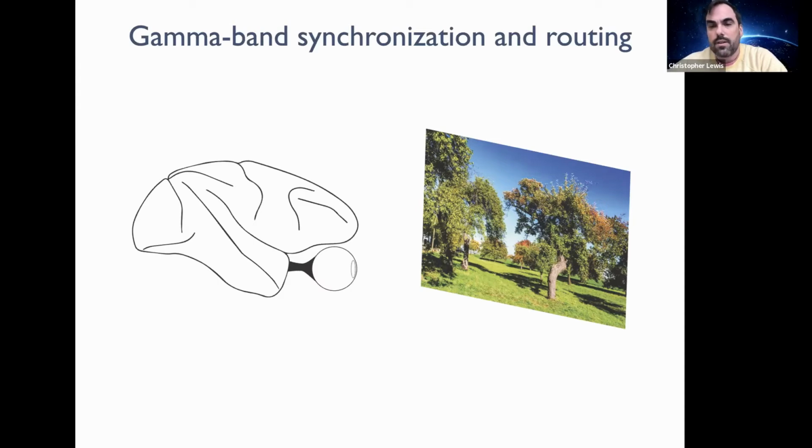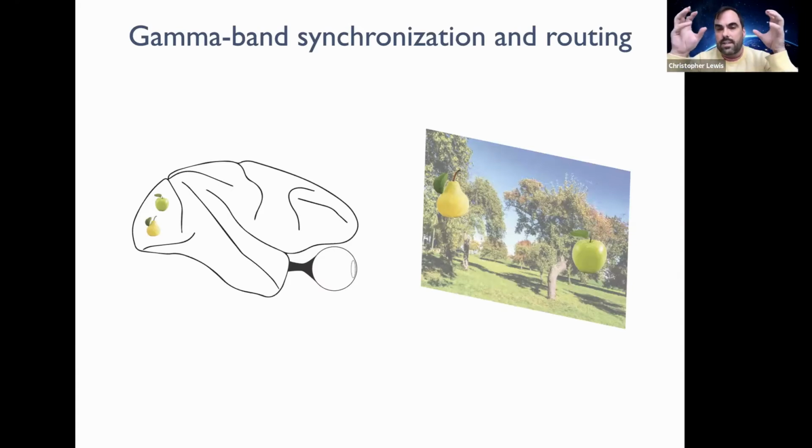So you can imagine a monkey looking at some visual scene, and it might find two objects in that visual scene which are behaviorally relevant to that monkey. And these objects, in this case the pear and the apple, will be represented topographically in area V1, but area V1 will then converge onto subsequent downstream visual areas that have larger receptive fields.